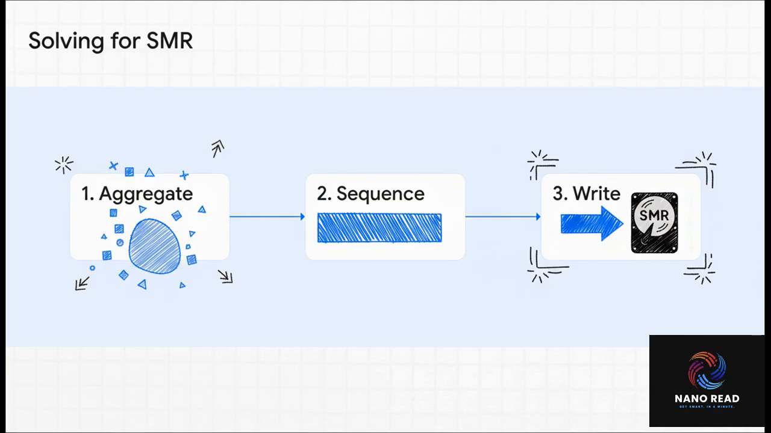First, it aggregates all the small incoming bits and pieces of files into a buffer. Then, it carefully sequences them into one massive continuous chunk. And finally, bam! It writes that entire blob to the drive in one perfect sequential operation. It is a textbook example of co-designing your software and hardware to work together perfectly.